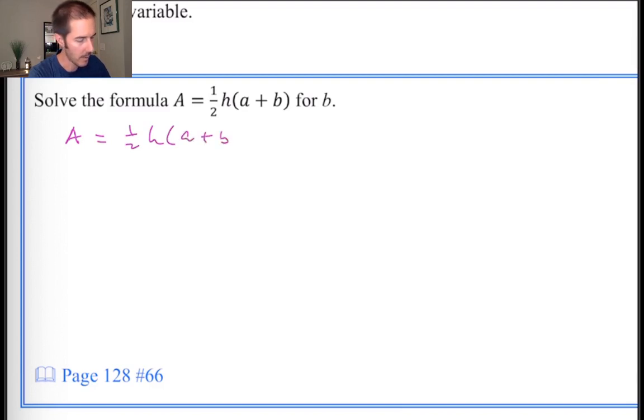That's the top and the bottom of the trapezoid. And then I'm going to multiply both sides of my equation by 2. That gives me 2a equals, right, 2 times 1/2. Those are going to cancel out and turn into a 1, leaving us just with the h times the a plus b.